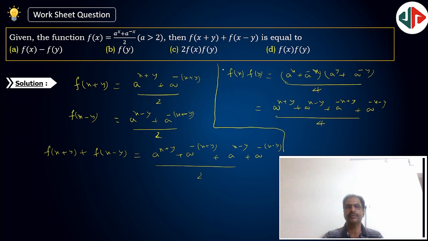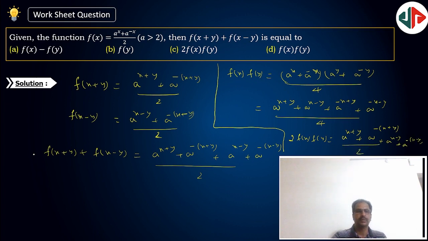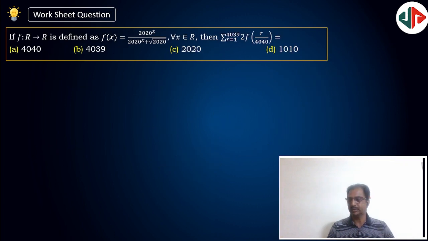Then what will be 2 into f of x into f of y? 2 into f of x into f of y means the 2 gets cancelled with 4 2 times. So what is left out? A power x plus y, a power minus x minus y is minus of x plus y, plus a power x minus y plus minus x plus y is minus of x minus y by 2. So this left hand side term and this 2 into f of x into f of y both are equal. So option C is correct. Look at the next question.